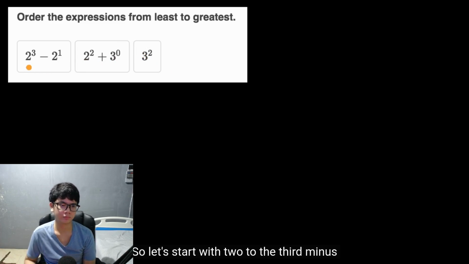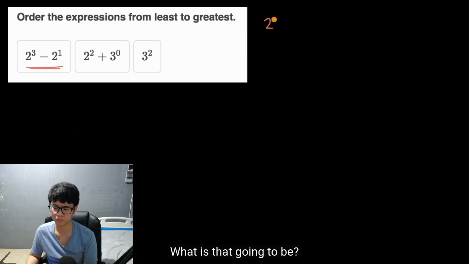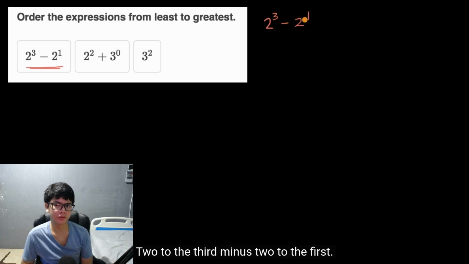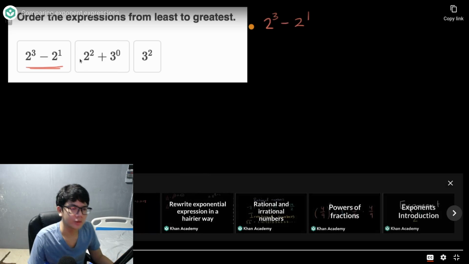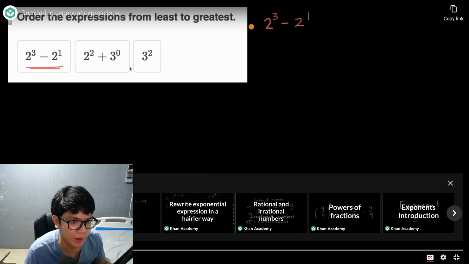So let's start with 2 to the third minus 2 to the first. What is that going to be? If you feel really confident, just pause this video and try to figure out the whole thing. Order them from least to greatest. Okay, this one's going to be 6, this one's going to be 5, this one's going to be 9.